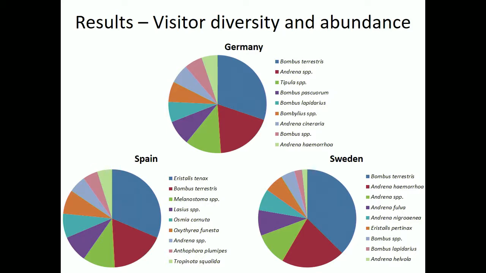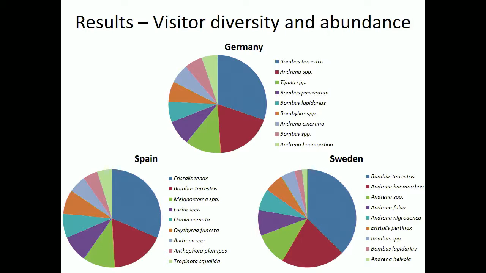For instance, in Germany, the most common species was Bombus terrestris, and Sweden as well. But in Spain, it was Eristalis tenax, the syrphid. This is just for you to get an idea of the type of species we found. Notice that in Germany and Sweden, it's mostly bees. We have Tipula, and then there's Eristalis here, and maybe another one, and Bombylius as well, which are not bees. But basically, it's mostly bees and bumblebees. It's a different story in Spain, where out of the 10 most common species, you actually have quite a few flies, beetles, and syrphids, so 5 species.